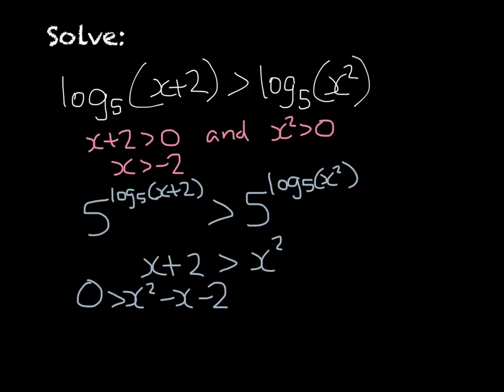Now if we recall how to solve inequalities with quadratics, we can factor our equation, x minus 2 times x plus 1. I'm going to put the 0 on the other side, so less than 0. And we can have our little number line. We have 2 and -1. And we know that at these 2 points, our value is equal to 0.